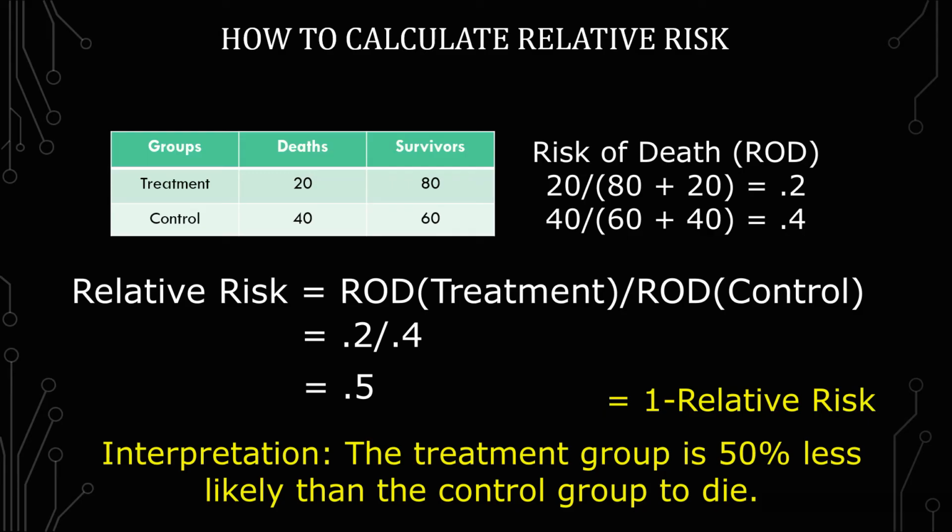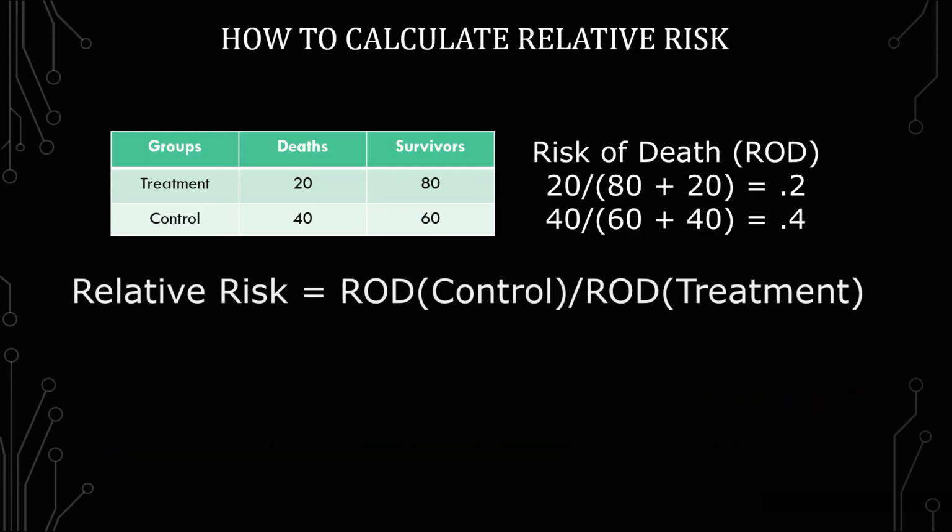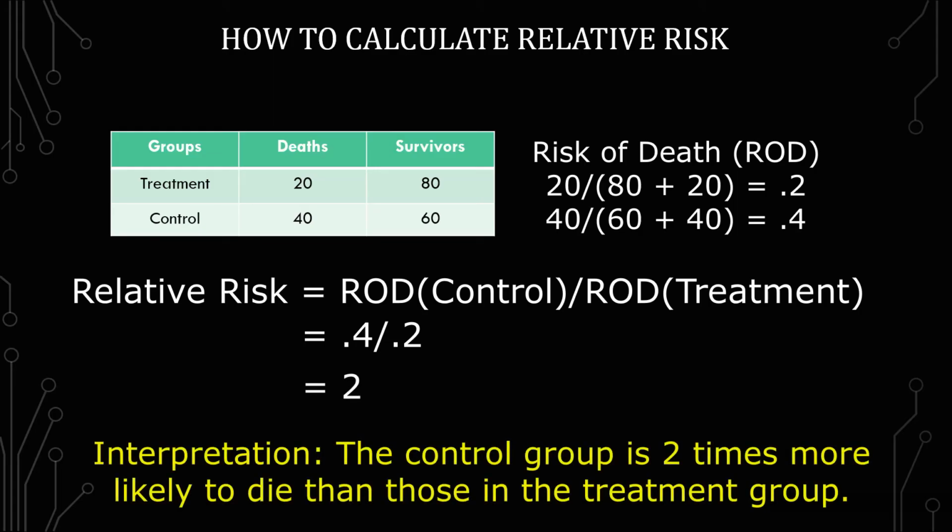Now, what if it's the other way around? Control group over treatment group, so 0.4 over 0.2, you could say the control group is 2 times more likely to die than those in the treatment group. Again, this is just to help you with understanding that you could do it either way in terms of the calculation. You just need to make sure that you're consistent with your interpretation so people understand.